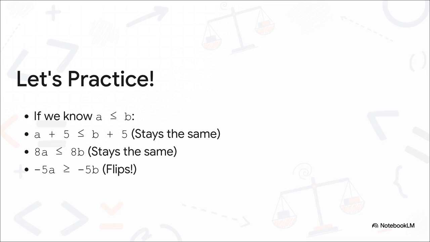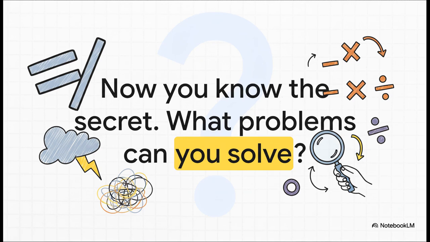What if we multiply by -5? Uh-oh, red alert. We're multiplying by a negative number. So what's the rule? We've got to flip the sign. So less than or equal to becomes greater than or equal to. Perfect. And that's really all there is to it. You now know the secret handshake for inequalities. It's pretty simple, right? For almost everything, the sign just stays the same. But you just have to remember that one special case. When you multiply or divide by a negative number, you flip that sign.